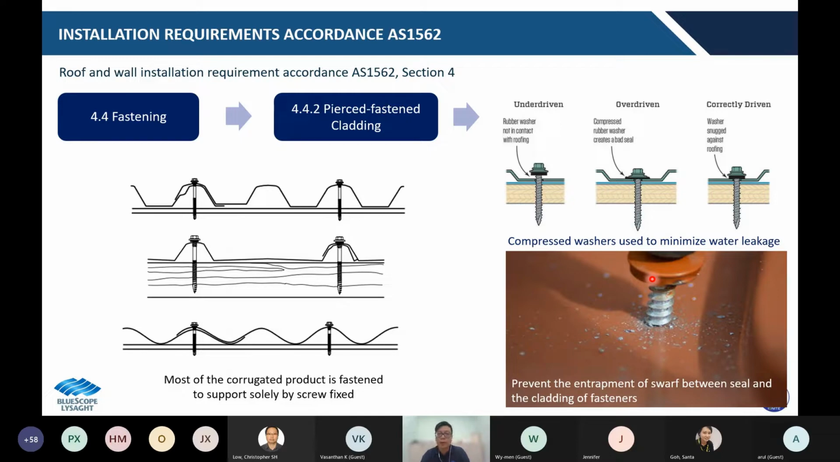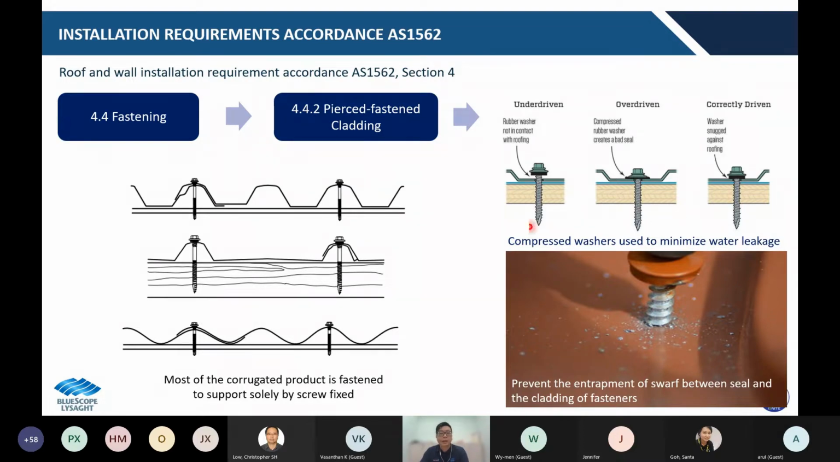your specification or maybe to your tender document to ensure contractor do it accordingly and end up the quality work is delivered. All right, so let's start the sharing. You can refer to the AS 1562, section 4.4, fastening. It spelled out a few recommendations to guide user to do the right work in installation.